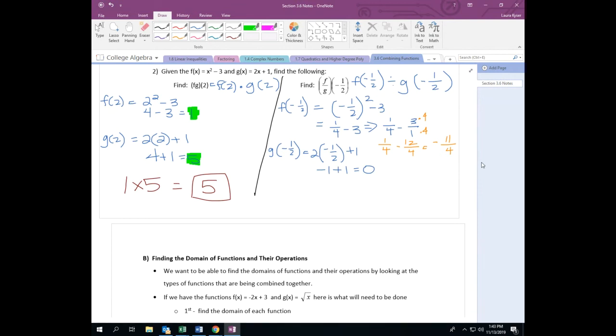So now I'm supposed to take the f output and divide it by the g output. You can probably see that there's going to be an issue here. f divided by g is negative 11 fourths divided by 0. And you cannot have a 0 denominator. So because there is a 0 denominator here, this is undefined.